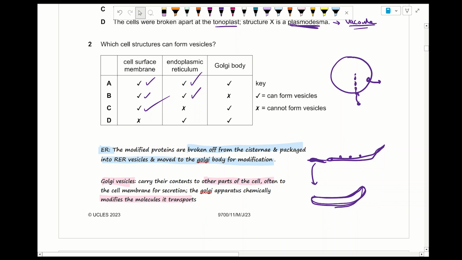And now, Golgi body. So, as we all know, the Golgi body modifies proteins. Therefore, it forms Golgi vesicles after the modifications, which carry their contents to other parts of the cell, often to the cell membrane for secretion. The Golgi apparatus chemically modifies the molecules it transports. Therefore, both the endoplasmic reticulum and Golgi body have vesicles, therefore the answer is going to be A.